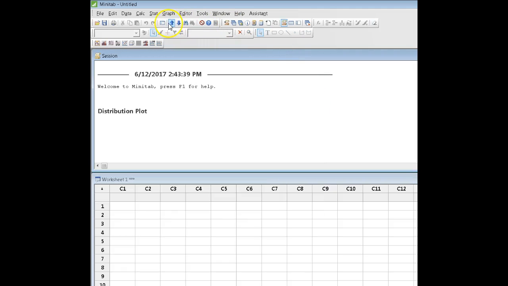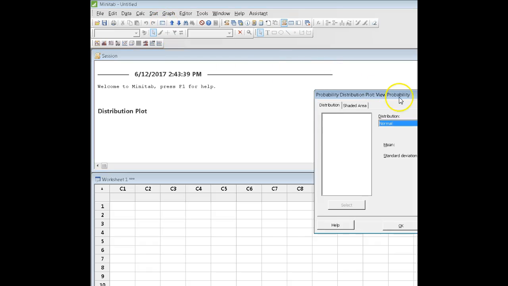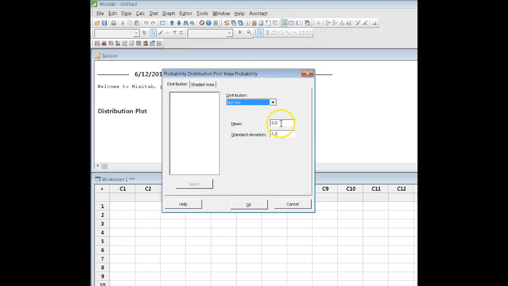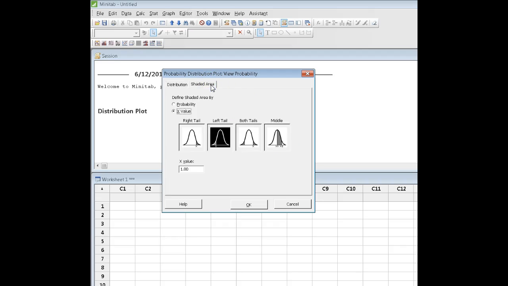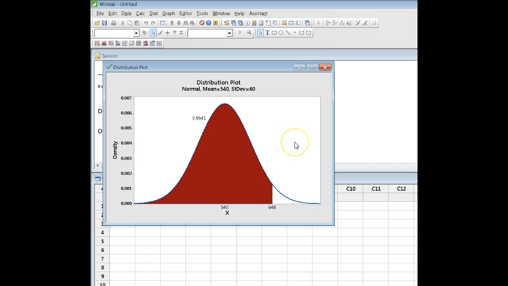But we don't even have to use the standard normal distribution. If I come back in here and give it the actual mean of this distribution, which is 540, and we're told the standard deviation is 60, come back into shaded area, and this time, rather than giving it the Z-score, I can just give it the X value that I'm interested in. We were told we have a person who scored 648 on this test. Let's find the area to the left, and there's our answer again at 0.9641.